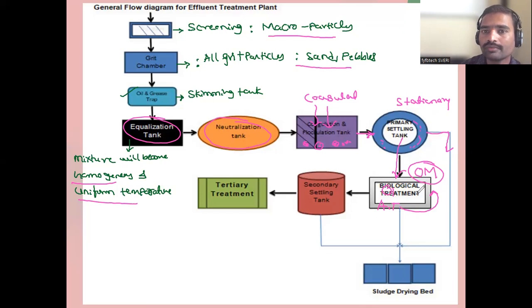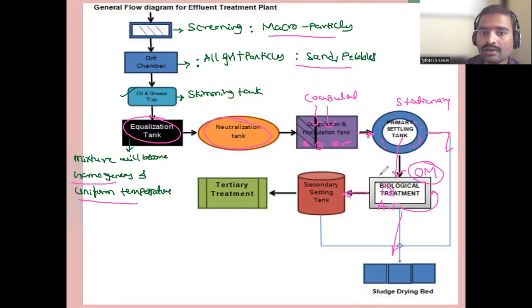Aerobic bacteria will form carbon dioxide, water, and sludge. In anaerobic conditions, bacteria will form methane and biogas. From the biological treatment, the water is taken into the secondary settling tank. The waste generated in the biological treatment is taken into the sludge drying beds, and the remaining water is taken into the secondary settling tank.